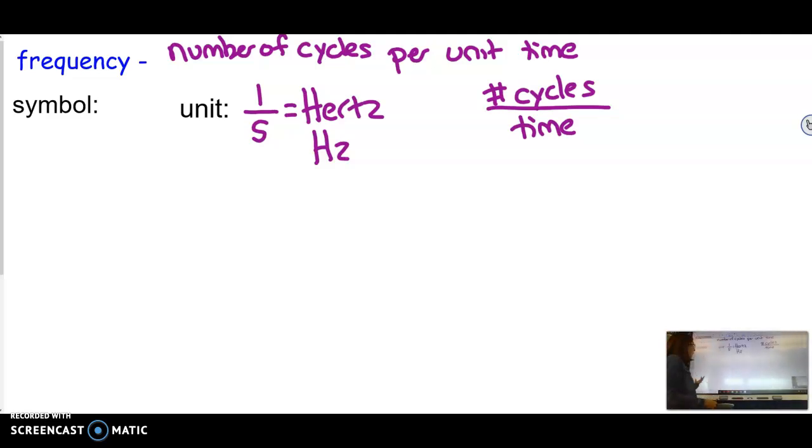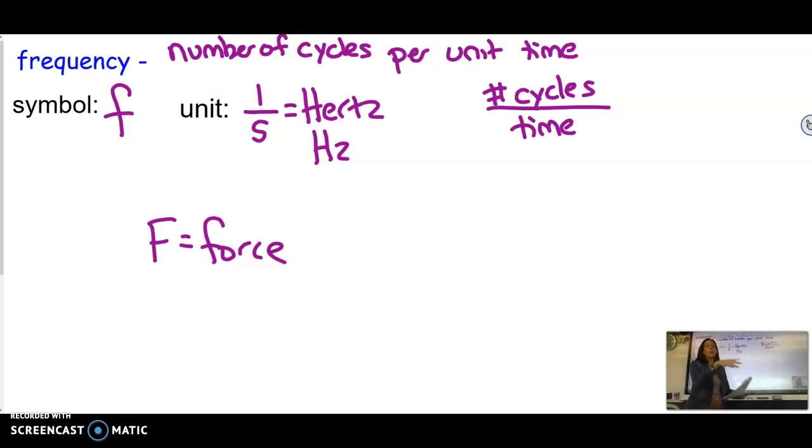Now the symbol that we use, so the variable that we use for frequency, is just a lowercase f. So that's a little bit easier to remember. However, keep in mind that we also have an uppercase F. Uppercase F is force, lowercase f is frequency. So we want to be careful and not put an uppercase when we mean a lowercase and vice versa, just so we don't get ourselves confused.